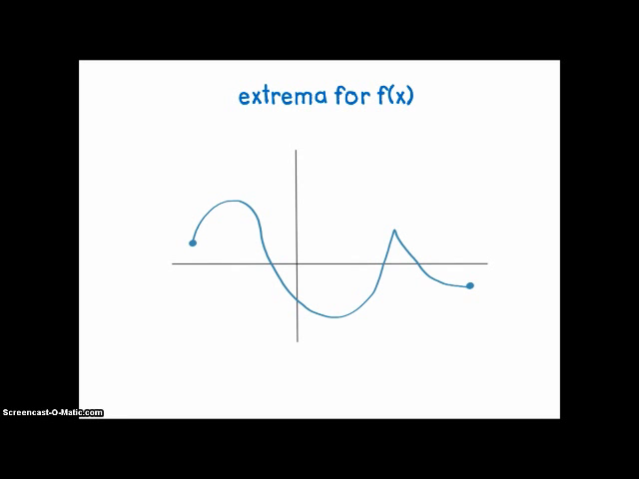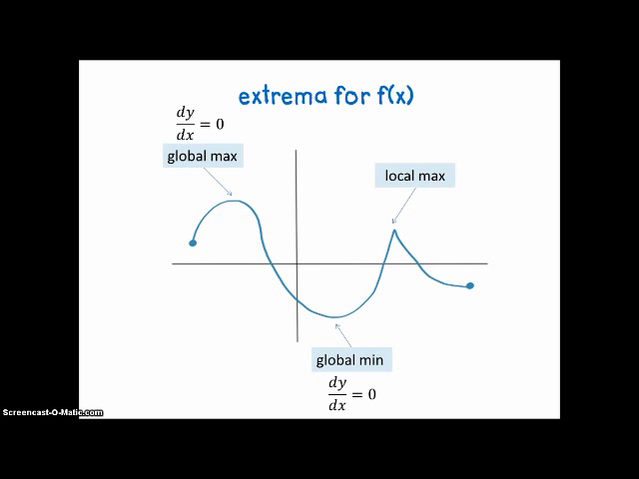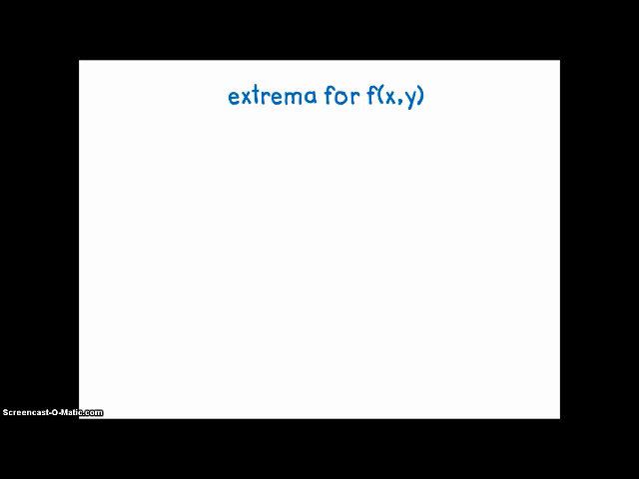Here's a typical graph, and if we have some nice round places, we can have a global max, we can have a global min, and there's a local max where there's a cusp or a corner. Now some books call these absolute and relative, but this book is using global and local. Notice that at the nice round min and max we have a zero derivative, and at the cusp we have an undefined derivative.